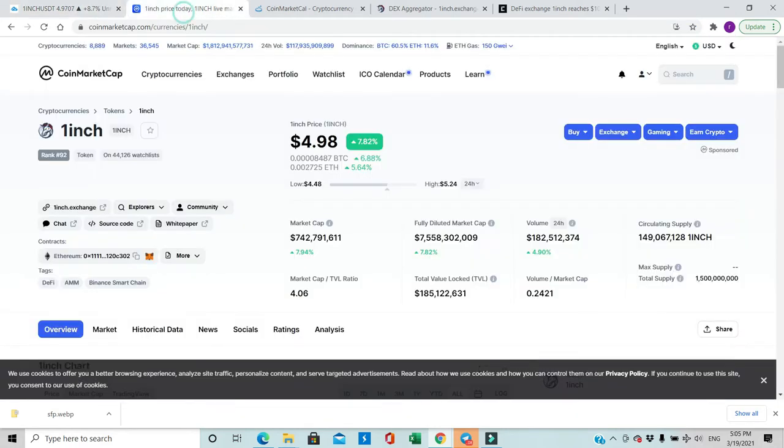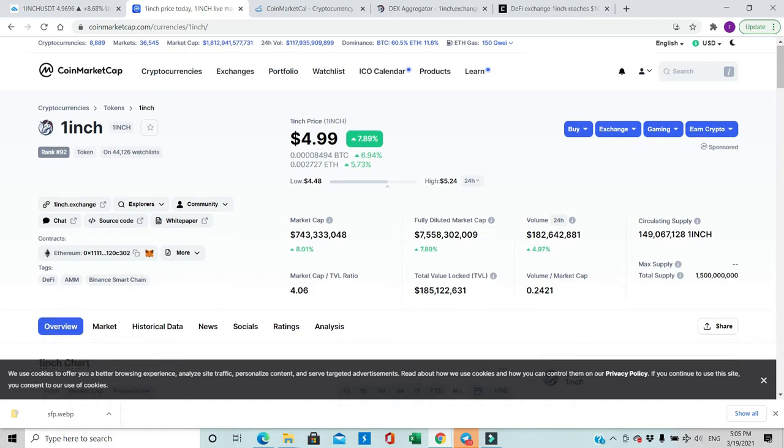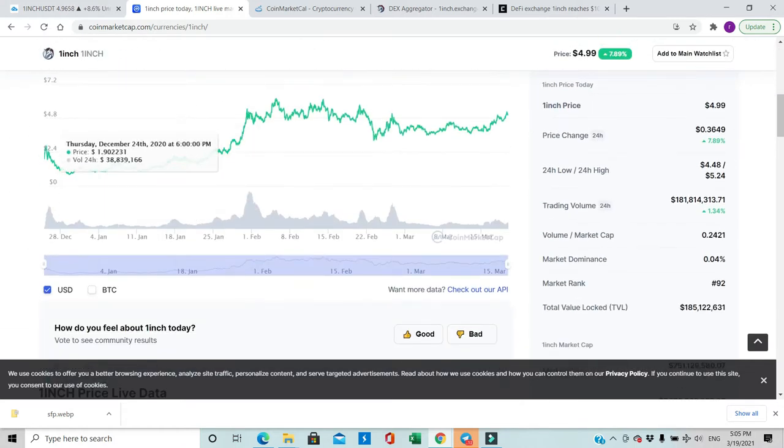We'll see what 1inch is, right? Go on CoinMarketCap right here. We see current price is $4.98, market cap 742 million, volume 182 million. Currently there's 149 million 1inch in circulation. Token was issued around December 24th.